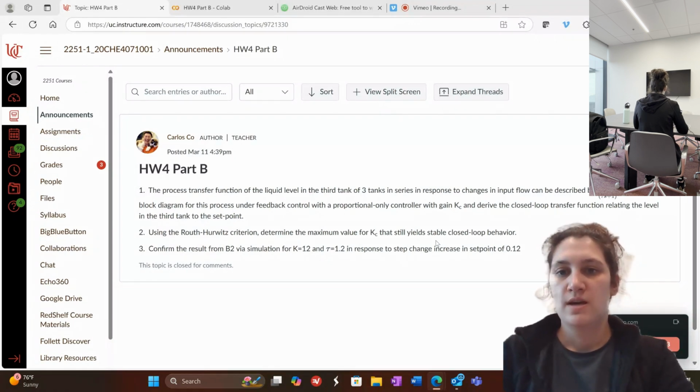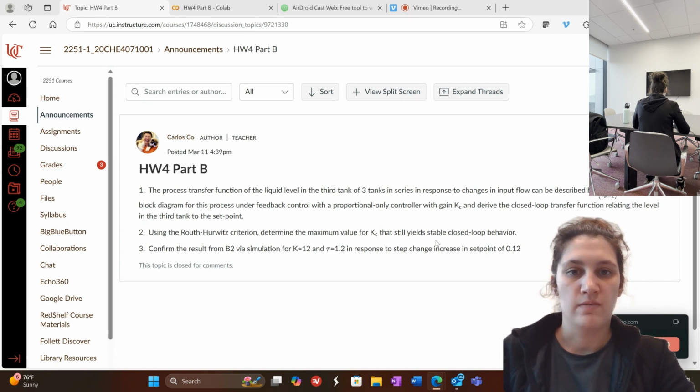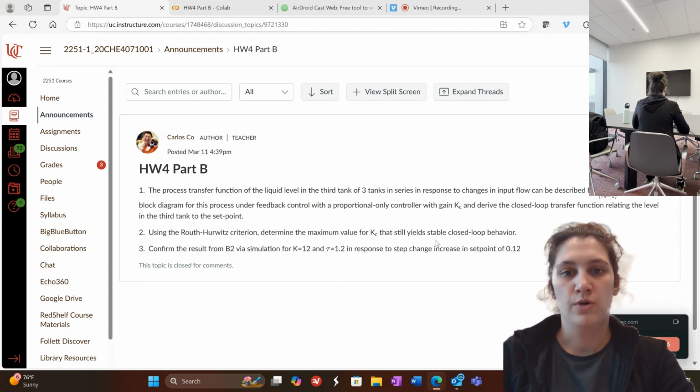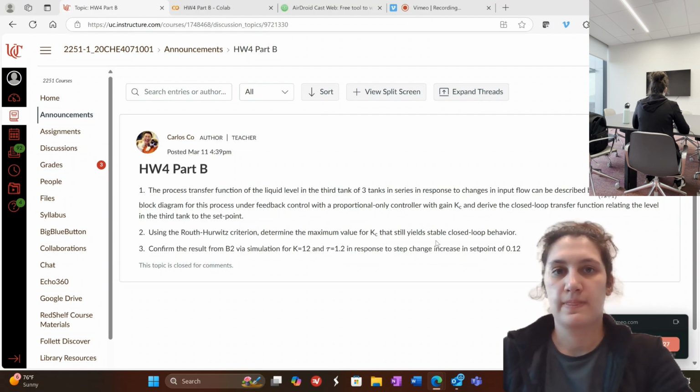Question 1 states, the process transfer function of the liquid level in the third tank of 3 tanks in series in response to changes in input flow can be described by K over (tau S plus 1) cubed. Draw the block diagram for this process under feedback control with a proportional only controller with gain Kc and derive the closed loop transfer function relating the level in the third tank to the set point.